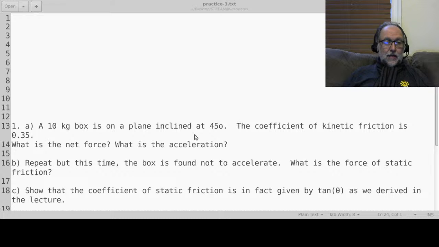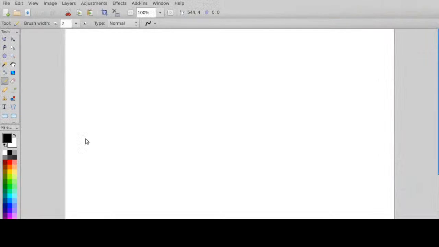Again, it's a 10 kilogram box on a 45-degree angle, and just like with the kinematics problems, the first thing is to draw what you would see. Like you walk into the lab, and in fact, you're going to do this in the lab because you're going to do both static and kinetic friction. You just draw what you would see. So here's my inclined plane like this, and there's 45 degrees like that.